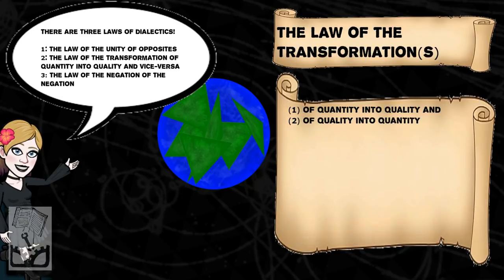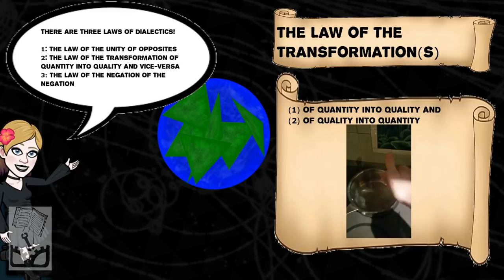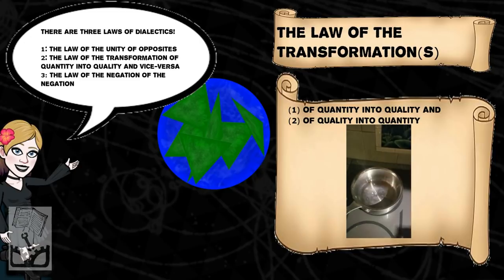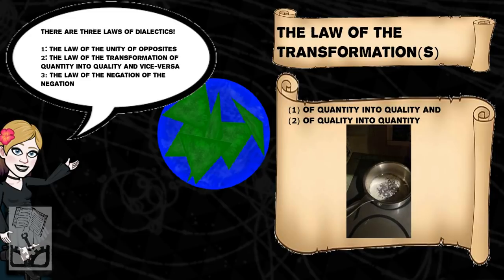The second law has two components: the law of the transformation of quantity into quality, and the law of the transformation of quality into quantity. In the first component, consider this thought experiment. What happens if you place a single grain of rice in a pot? Would you call it a pot of rice? Probably not. What about 2 grains? Still no. 3, 4, and so on. Eventually, there comes a tipping point where quantity, each additional grain, becomes quality, the point at which we can call it a pot of rice.